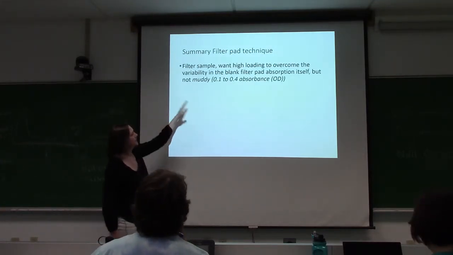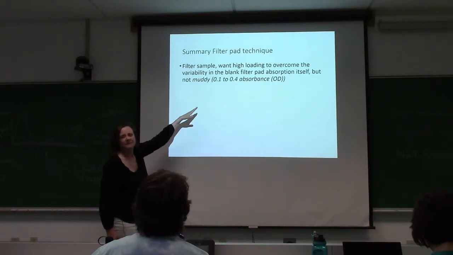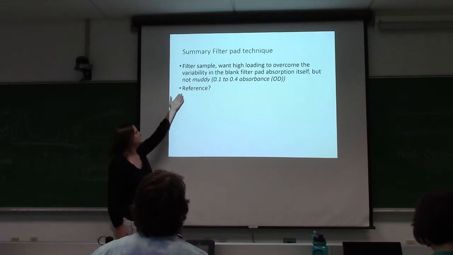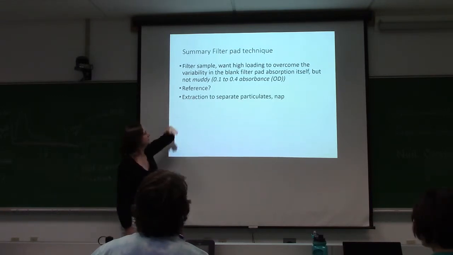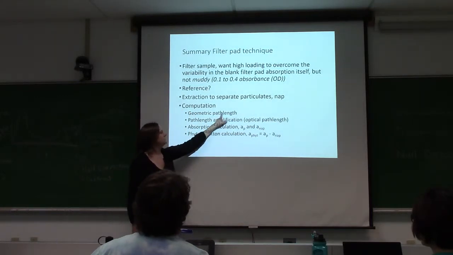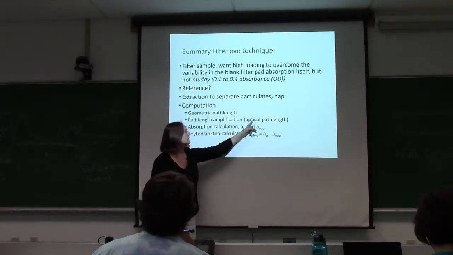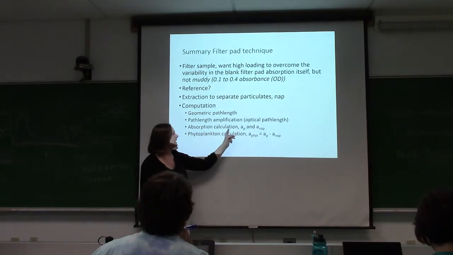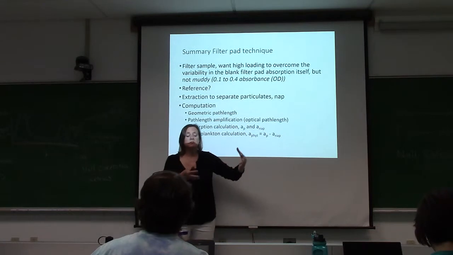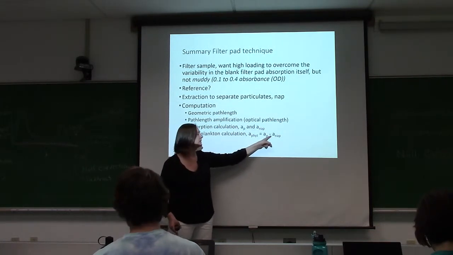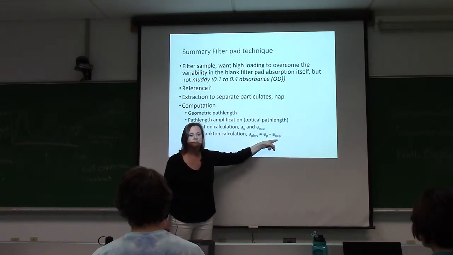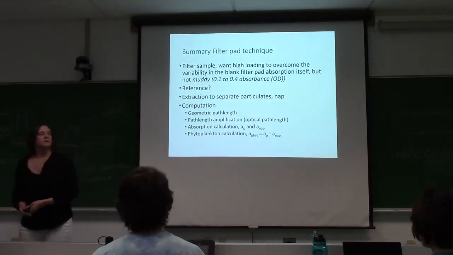Filter your sample. You want a high loading, but not muddy. Right? You don't want it to be muddy. You want a reference blank filter. Extract to separate the particulates and non-algal particles. In your computation, you have the geometric path, you have the optical path, you calculate absorption for both particulates and non-algal particles, and you get it all the way to the absorption coefficient, and then you subtract the coefficients. Do not subtract the absorbance. That'll get you the wrong answer.